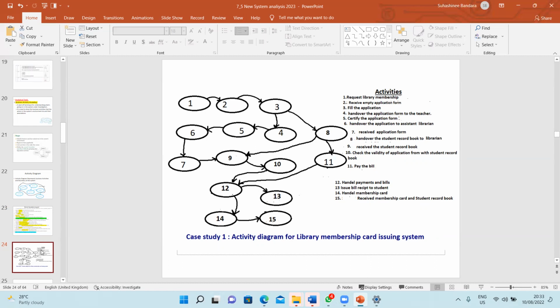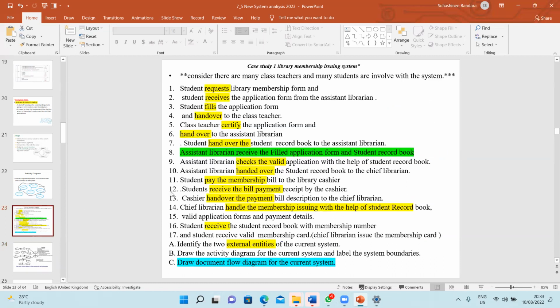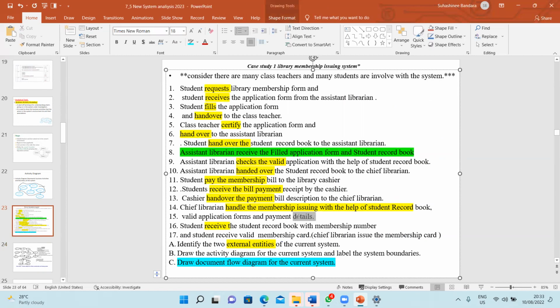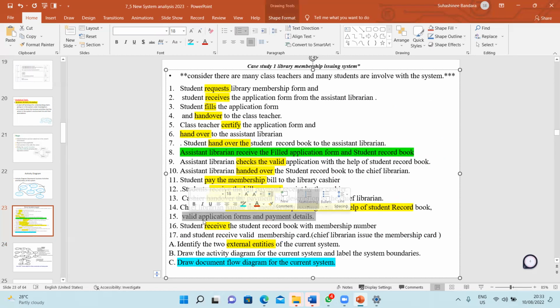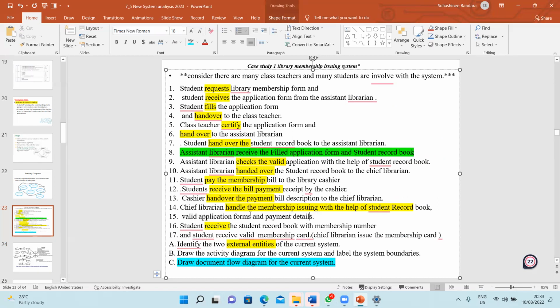Shall we start writing the final part? I will do some changes. And if you want, you can make more parts. That means I have done up to 14. Then next one, valid application form, payment details. There's no verb. That's why I have skipped this one. Just look at valid application forms and payment details. That means 15 is not there. No verb. If the verb is there, we have to write it.